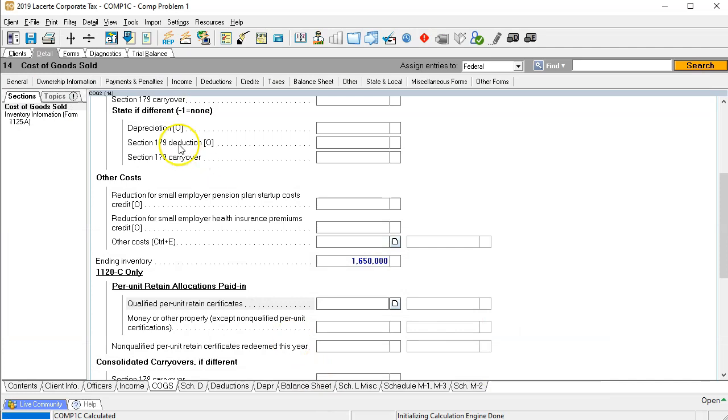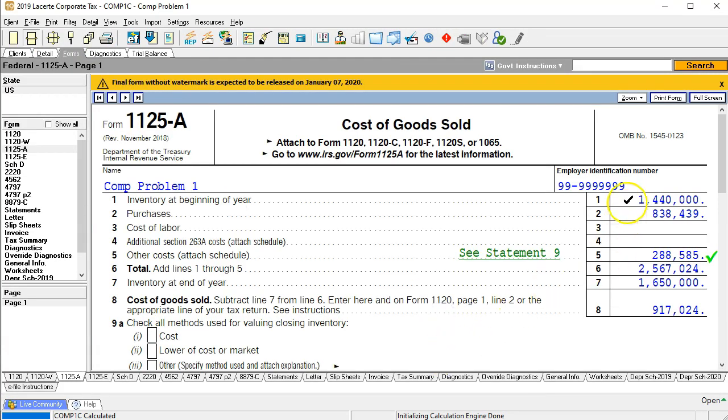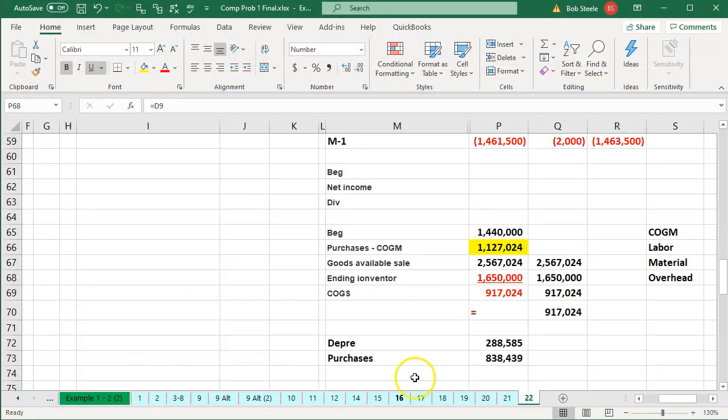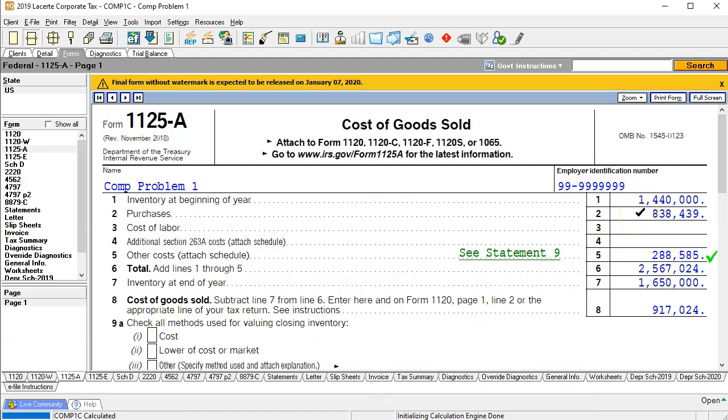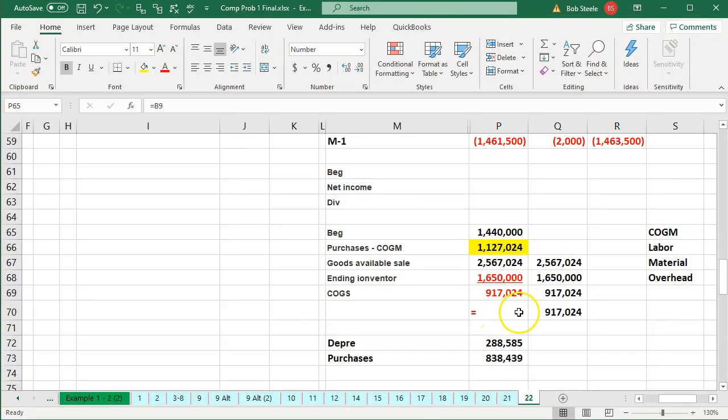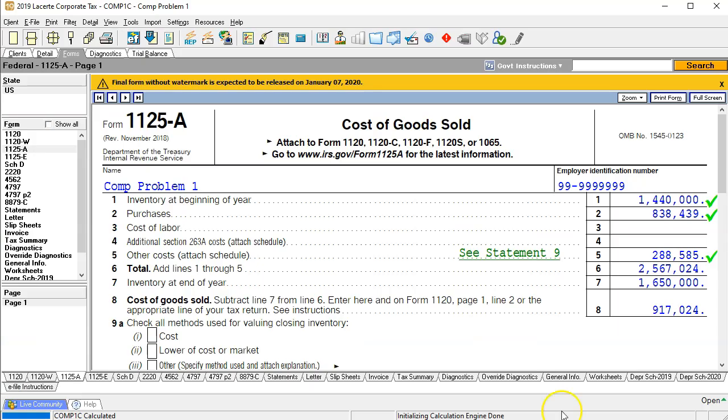Yep. Okay, let's see if that then pulls up to what we would think. Let's go to our form. Okay, we've got the beginning inventory. Let's take a look. We're tying this out. We've got the beginning inventory here. Check. We've got the purchases at the 838439, and then the depreciation at the 288585, and those two combined together come out to that 1,127,024.